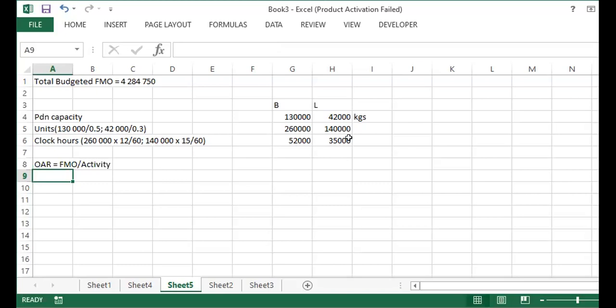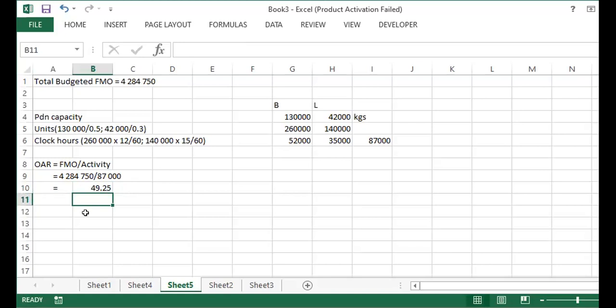So it needs to be the total of these two now. So what's the total there? The total is going to be 52 plus 35, so it's going to be 87. So based on that, we are basically dividing 4,284,750 by 87,000. What's the answer there? If you can punch it in with me, 4,284,750 divided by 87,000 should pretty much give us 49.25.